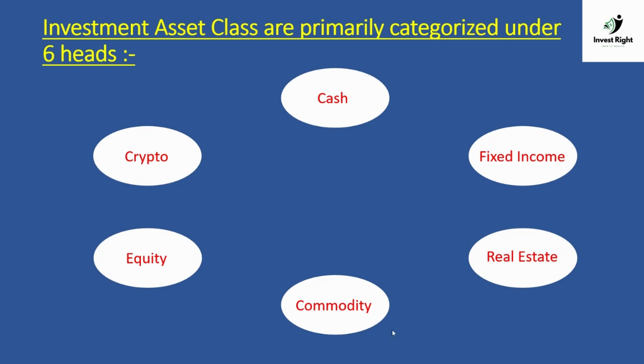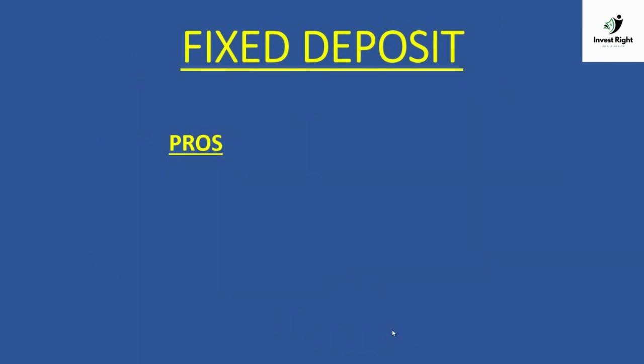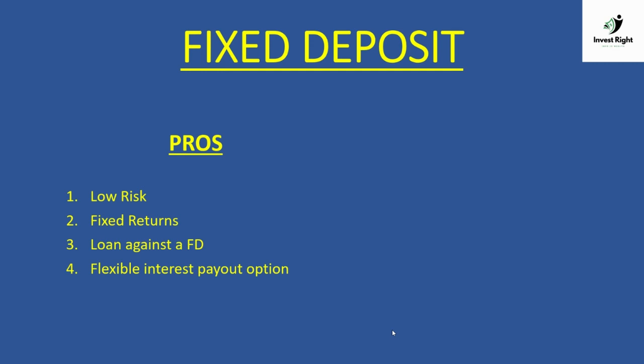Now, with these things in mind, let's get to the topic and discuss the pros and cons of three asset classes, starting with the fixed deposit. First, the pros. These are low risk and low return type investments. They can give us fixed returns, and the other advantage is that we can take up a loan against an FD, or we can keep them as collateral. And lastly, we have an option for flexible payout, so we can opt as per our requirement.